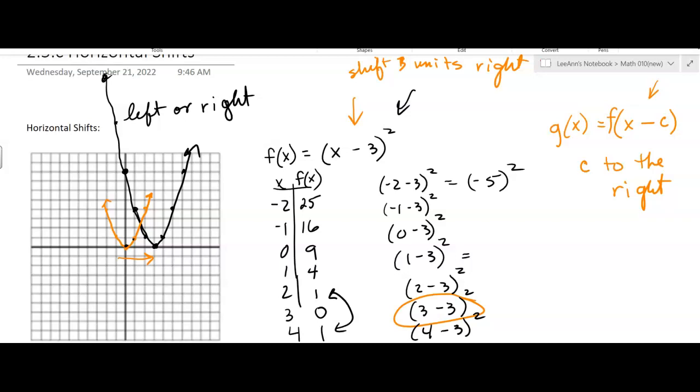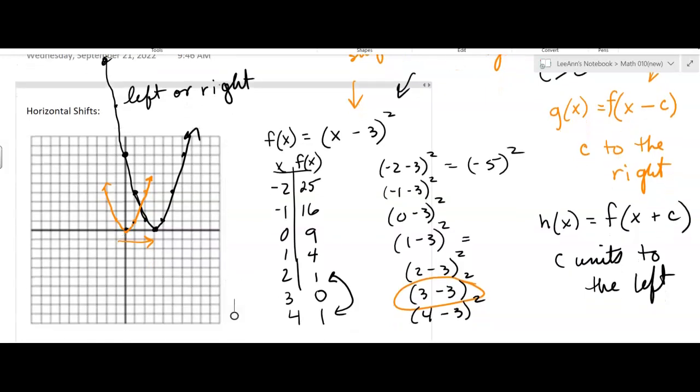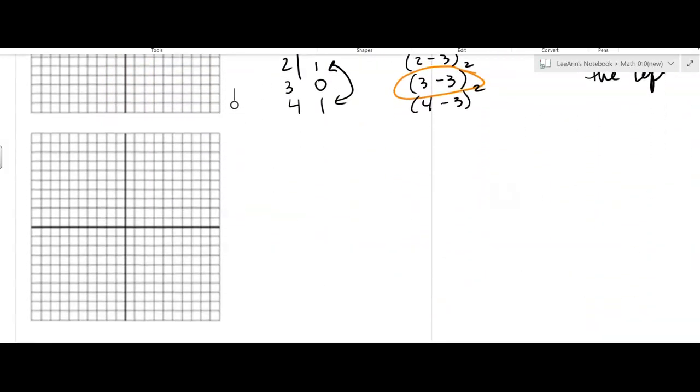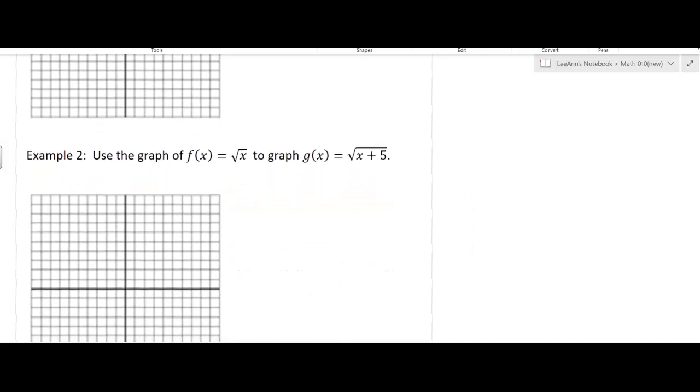Okay. If you have h of x equals f of x plus c, and by the way, c is still greater than 0, then it's going to shift c units to the left. So if it's positive, it's going left. If it's negative, it's going to the right. That's kind of weird, right? But that's how it works. I have another piece of graph paper here, so I could show you another example.